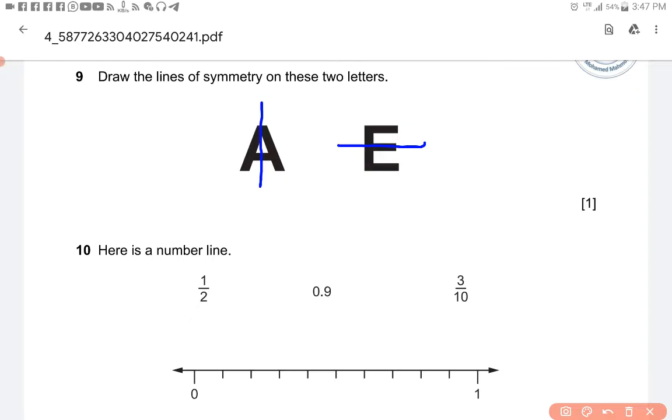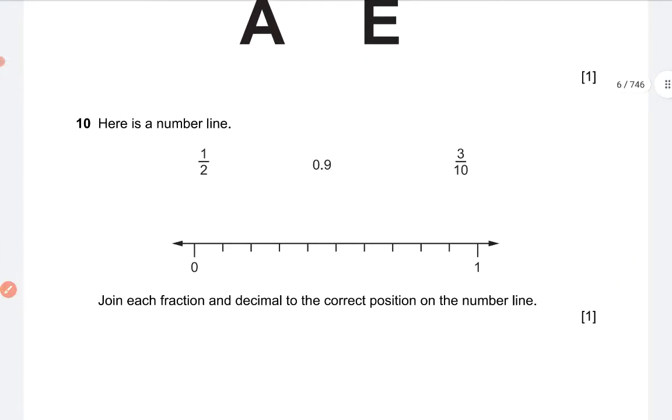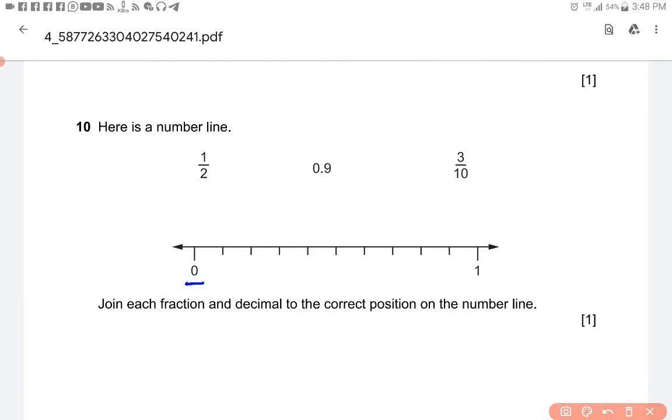After that, here is a number line and write half, 0.9, 3/10. Join each fraction and decimal to the correct position on the number line. This number line starts from 0 to 1. Each place represents 0.1, 0.1, 0.2, then 0.3, so join 3/10. It's easy. It will be here 0.3 and 0.9 here.